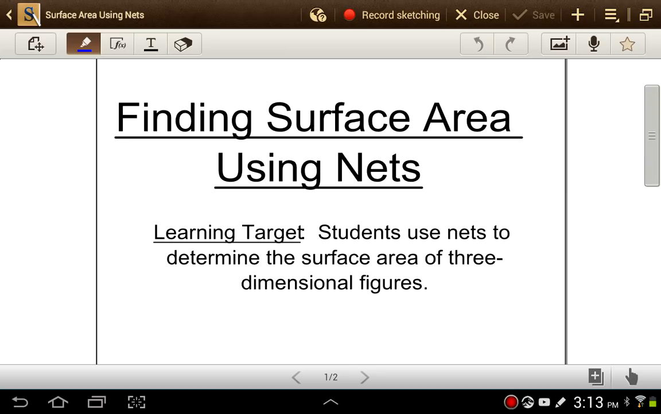Okay, basically it's finding the area of different sides. Make sure you write that down. If you need to pause, go ahead. Otherwise, I'm going to move on to our first example.